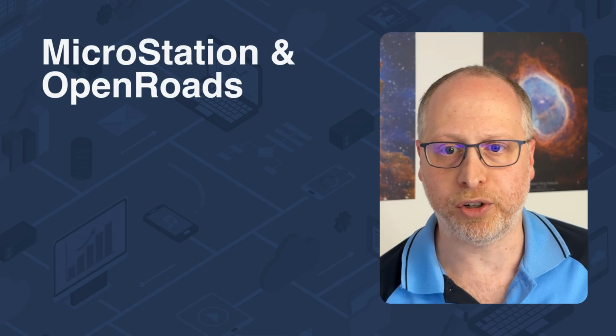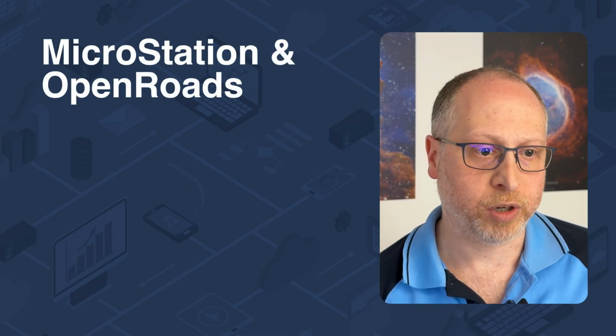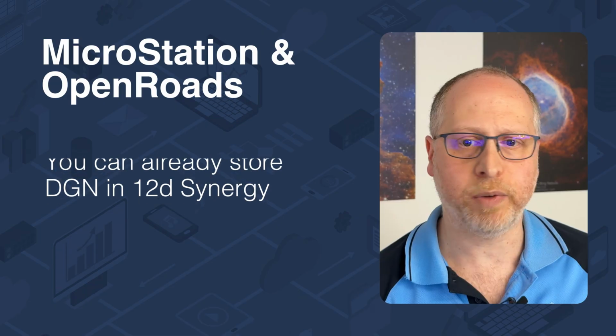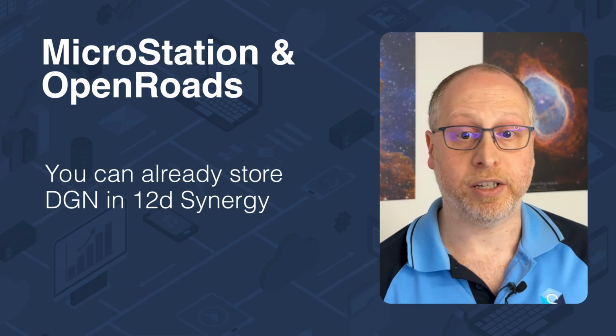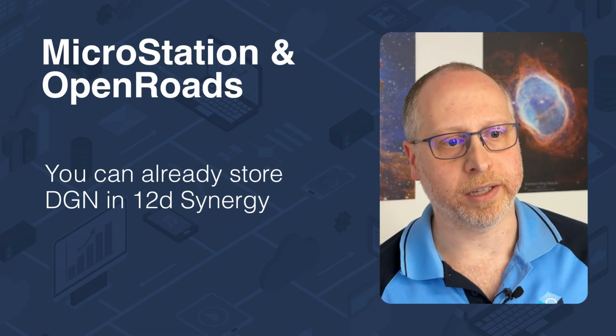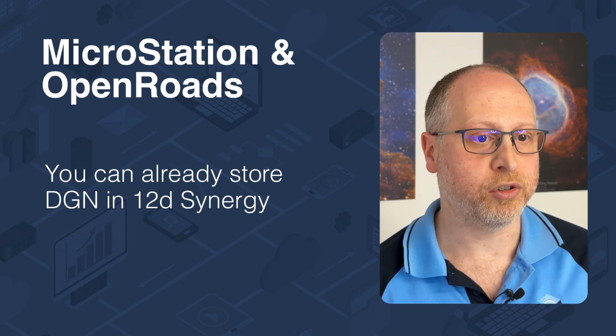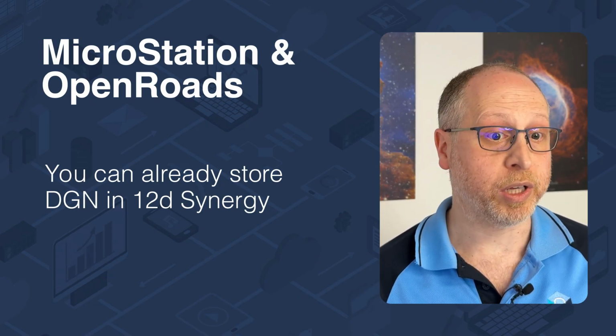So starting with MicroStation and OpenRoads, right now in previous versions of 12D Synergy, you can already store your DGN. We are data agnostic. You can put anything you like in there. And when you double click on your DGN and check it out and open it up, it will open up in the appropriate product. If you have references, you can set those up as download dependencies, or you can use a managed folder as well, and all that data will come down with you.